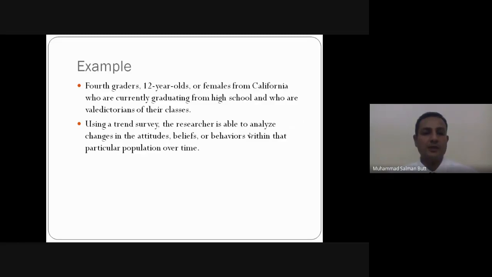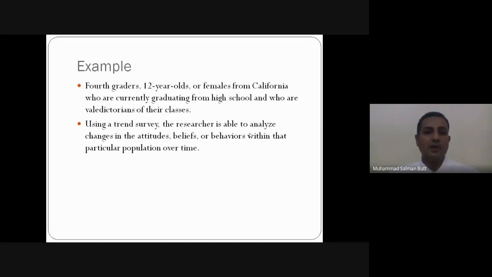That means a group of students who are passing out from the school, and they are saying that you are going to study fourth graders, 12 years old, or female from California who are currently graduating from high school and who are valedictorians of their classes. So you're going to see the trend of these students, like how they actually behave and how they actually have beliefs about the institution.